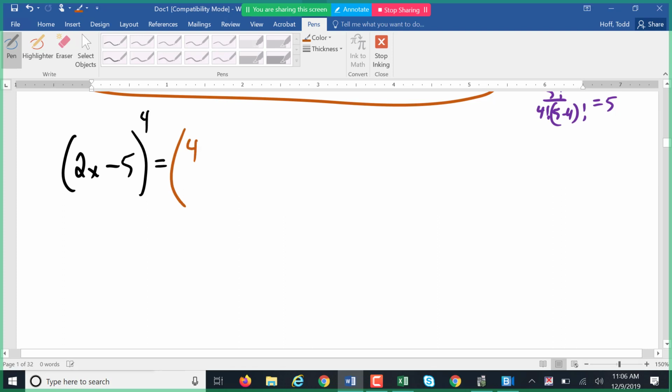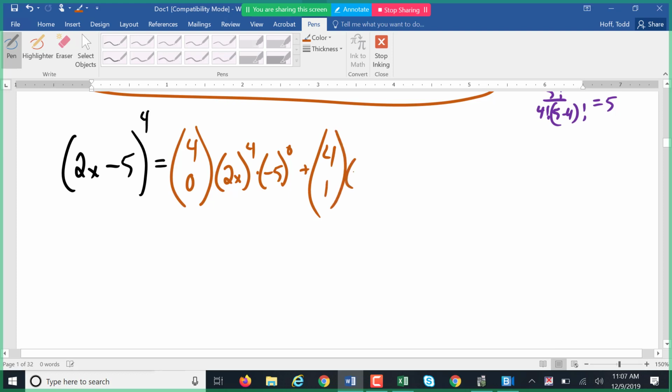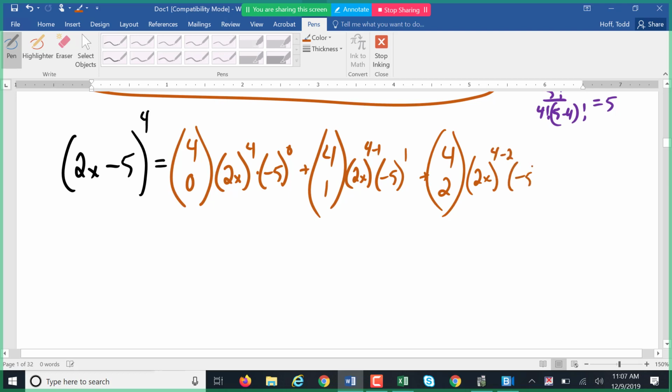Our first one is 4 choose 0. Now it's not x anymore, it's 2x to the power of 4. Times, it's not 5, it's a negative 5 to the power of 0. Plus 4 choose 1. So now it's 2x to the power of 4 minus 1, and negative 5 to the power of 1. Plus 4 choose 2. Again, it's 2x to the power of 4 minus 2, and negative 5 to the power of 2.